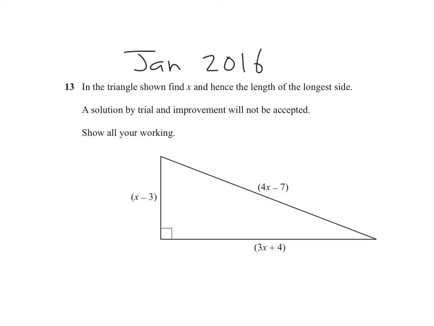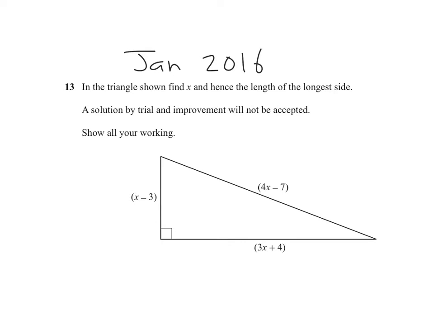This is M4, January 2016, question 13. In the triangle shown, find x and hence the length of the longest side. The longest side is the hypotenuse, this one here. A solution of trial and improvement will not be accepted, and we've got to show all our working.